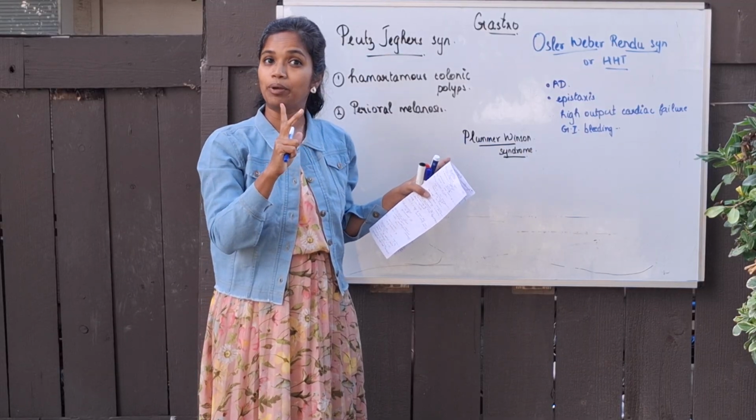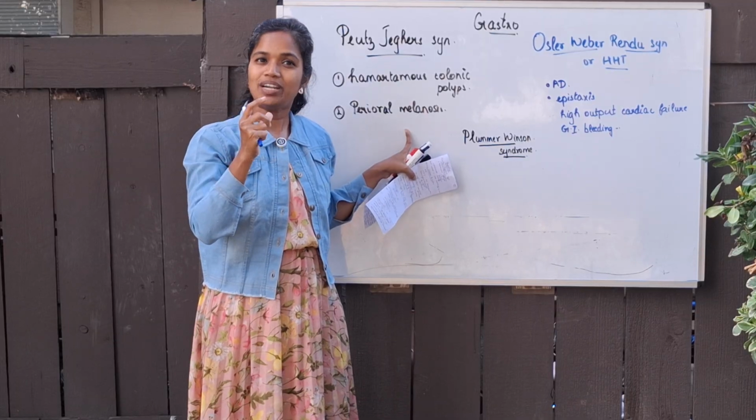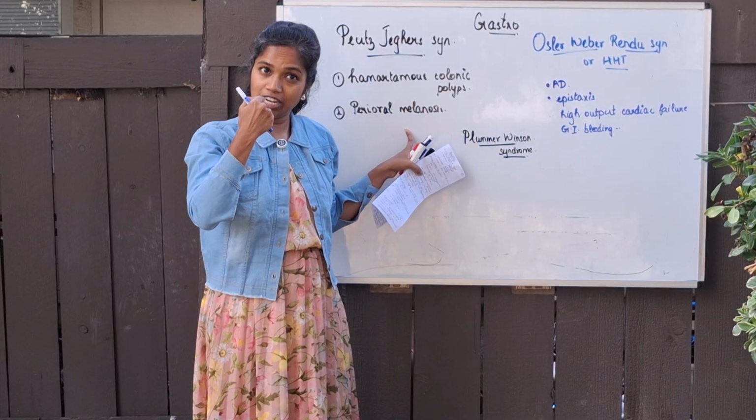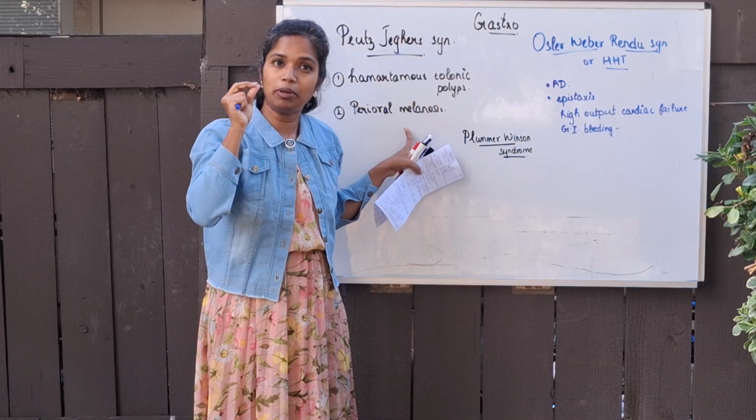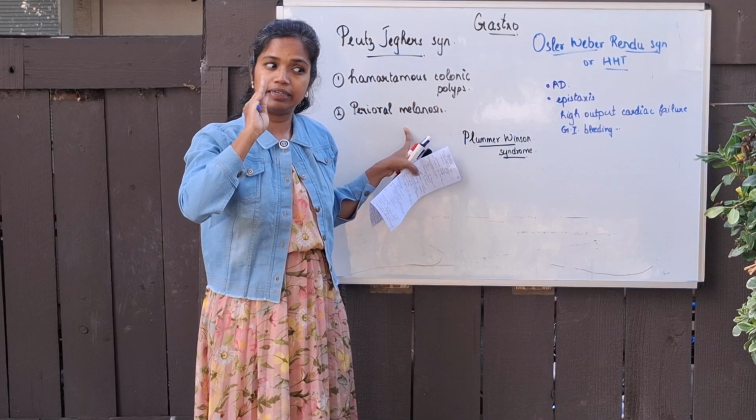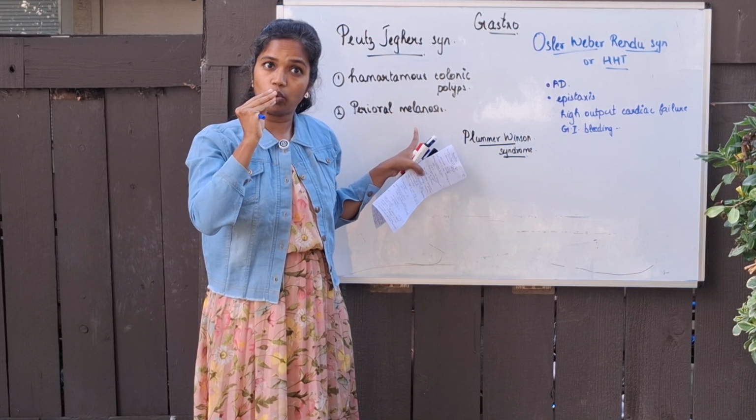What about the second one? It is also associated with perioral melanosis. What does perioral melanosis mean? In the lips and surrounding the lips, there will be hyperpigmentation. You can see black dots or sometimes black patches. Overall the black can be extending over a particular area.